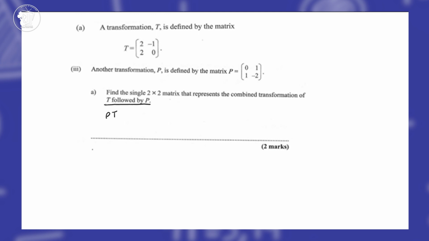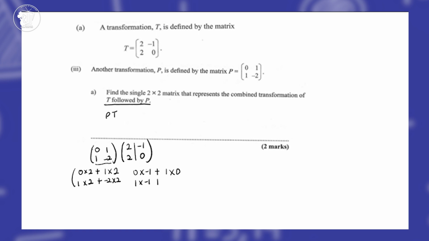So the matrix P is 0, 1, 1, -2, and the matrix T is 2, -1, 2, 0. We work this out with some multiplication, row by column. This here will be 0 times 2 plus 1 times 2. Then it will be 0 times -1 plus 1 times 0. Then we do the other row: 1 times 2 plus -2 times 2, and 1 times -1 plus -2 times 0.